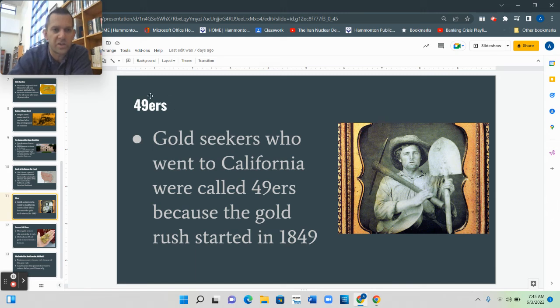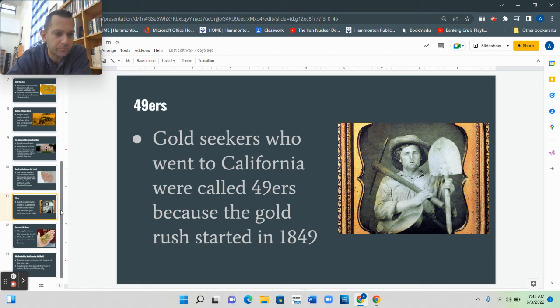All right, the last segment here for Chapter 9 is about the California Gold Rush. Know this term, 49er. A 49er was a gold seeker who went to California looking to get rich. The reason they called these people, like this guy here with his pickaxe and his shovel, 49ers is because the rush to California occurred during 1849.